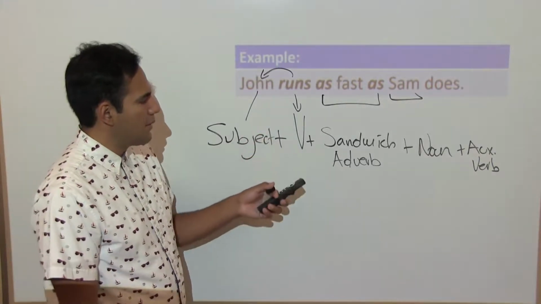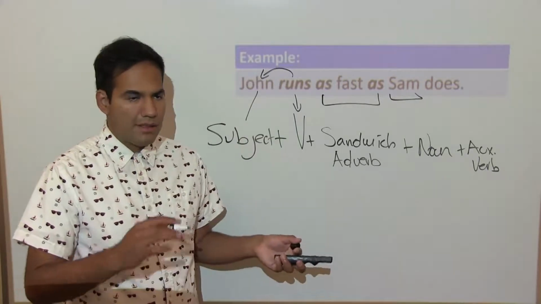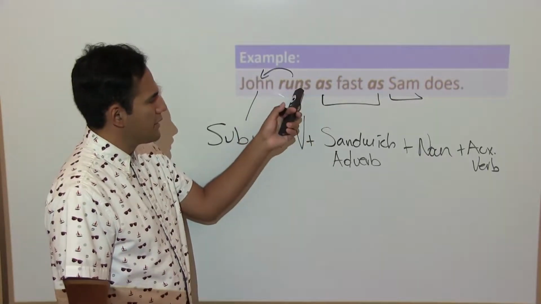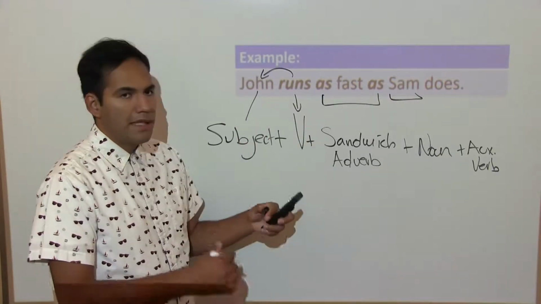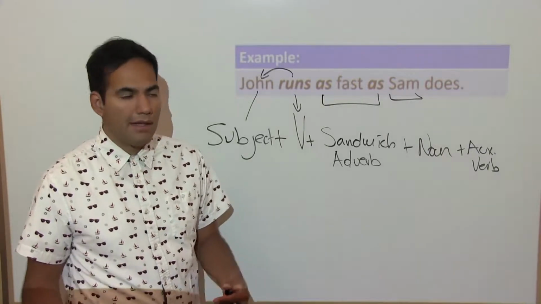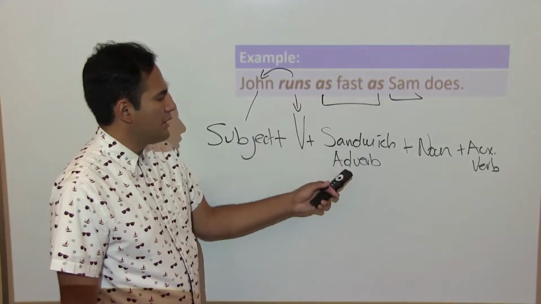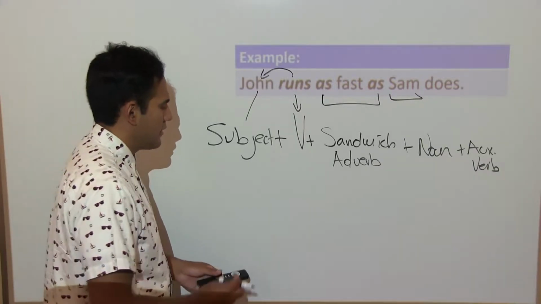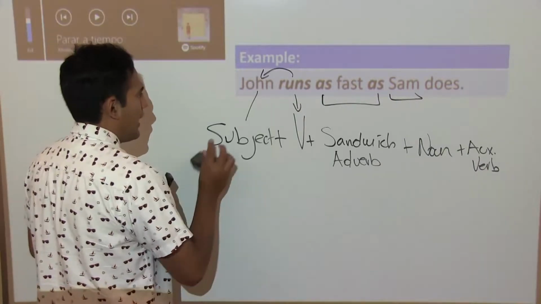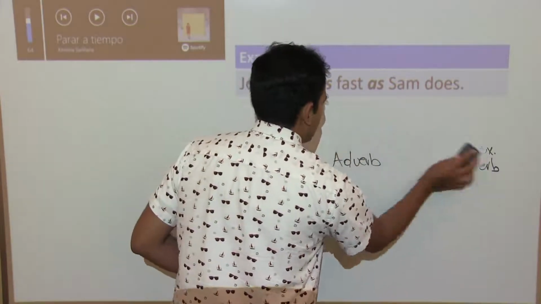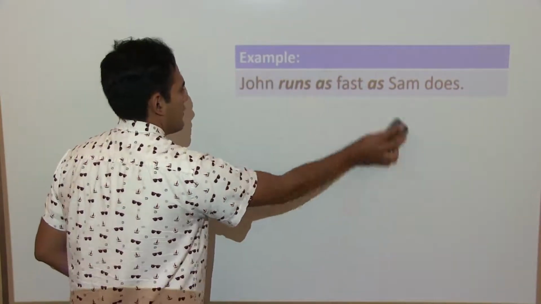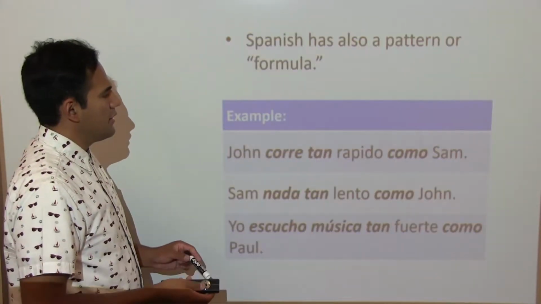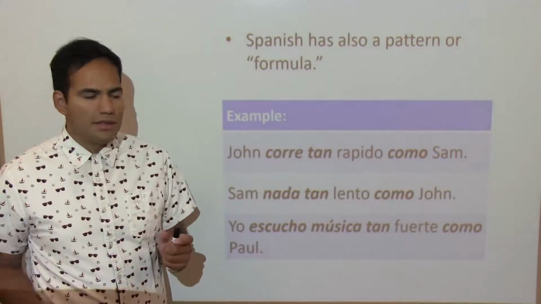So the only difference that we can see from adjectives is instead of having the verb ser, we have a verb. It could be any verb because you're comparing that. And we have another sandwich with an adverb in the middle. So this is the basic construction. Okay, so let's look at the way it works in Spanish.